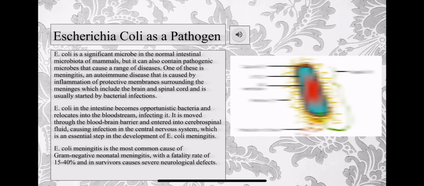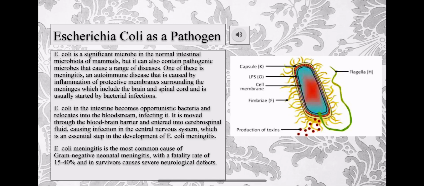Although E. coli is a normal microbe found in the intestinal microbiota of mammals, certain species contain pathogenic properties that can cause a range of diseases. One of these diseases is meningitis, which is an autoimmune disease caused by inflammation of protective membranes surrounding the meninges, which are the brain and spinal cord, and it is usually started by a bacterial infection.